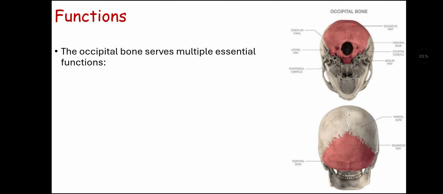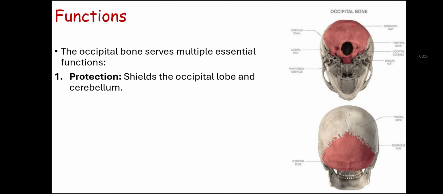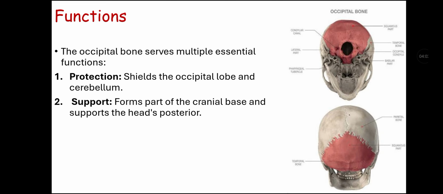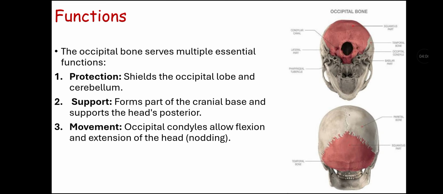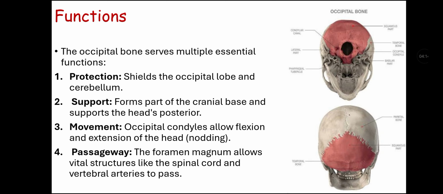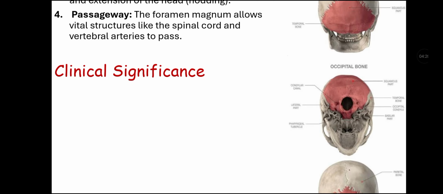Functions of occipital bone. Occipital bone serves multiple essential functions. The first is protection. It shields the occipital lobe and cerebellum. Second is support, as it forms part of cranial base and supports the head's posterior. Third is movement, as occipital condyles allow flexion and extension of head, that is nodding movement. Next is passageway, as the foramen magnum allows vital structures like the spinal cord and vertebral arteries to pass.